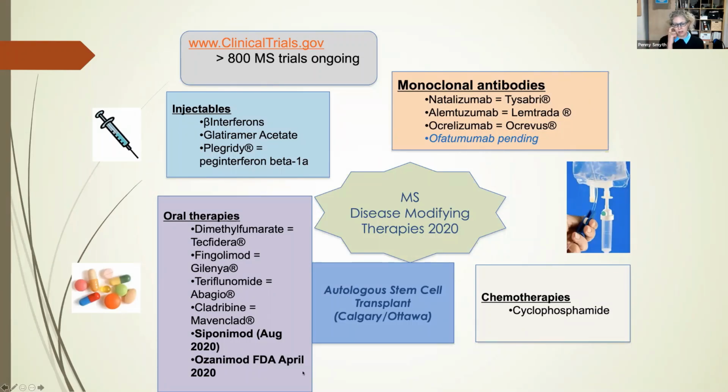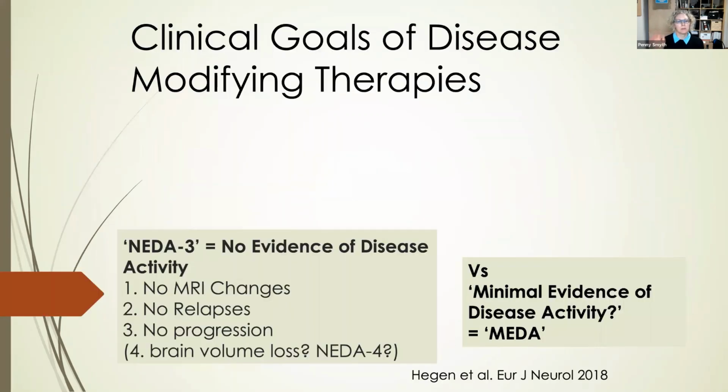There's the autologous stem cell transplant, which is still being offered through Calgary, through Jody Burton at your site. And sometimes we will still use cyclophosphamide for those really aggressive therapies to try and break a cycle. And we are getting about 3 new therapies per year. So what are our clinical goals?